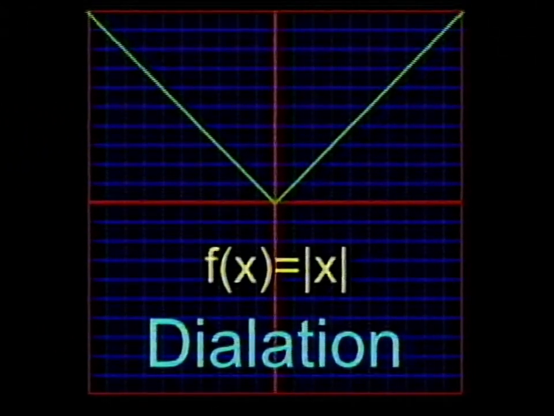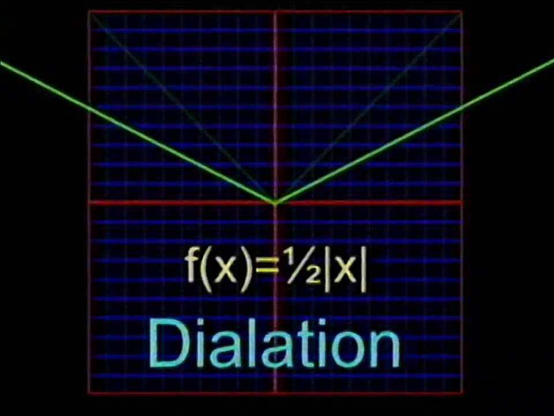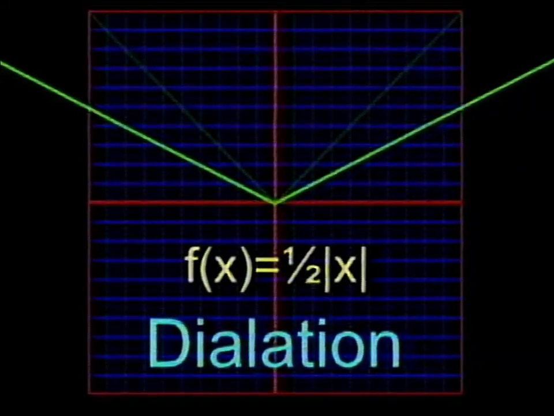To do a dilation, one must replace the coefficient a with a value less than 1. In our example, we used a half. If a 0 is used, the graph is a horizontal line. If a negative value is used for the coefficient a, a vertical reflection is created.